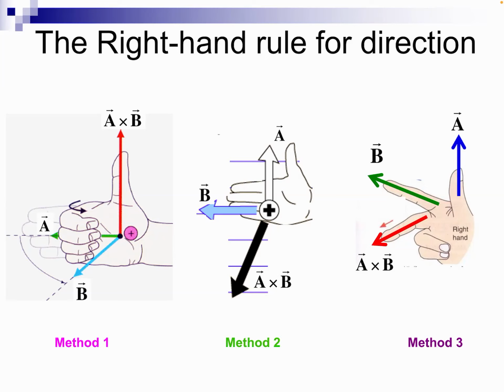The second method I want to call the slap rule. Your thumb points in the direction of the first vector A, and your four fingers point in the direction of the vector B, and you sort of slap in the direction of A cross B. That's why I want to call it the slap rule. And so A cross B will have a direction of out of the page, or towards you.